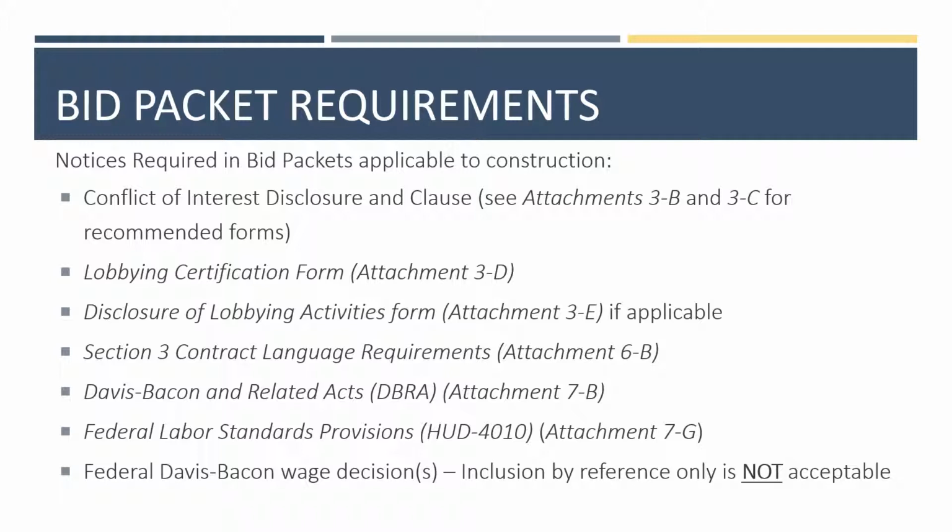Lobbying Certification Form, Attachment 3D. Disclosure of Lobbying Activities Form, Attachment 3E, if applicable. Section 3 Contract Language Requirements, Attachment 6B. Davis-Bacon and Related Acts, DBRA, Attachment 7B. Federal Labor Standards Provisions, HUD 4010, Attachment 7G. And the Federal Davis-Bacon Wage Decisions. Inclusion by reference is not acceptable. These items must be included in all bid packages for construction.